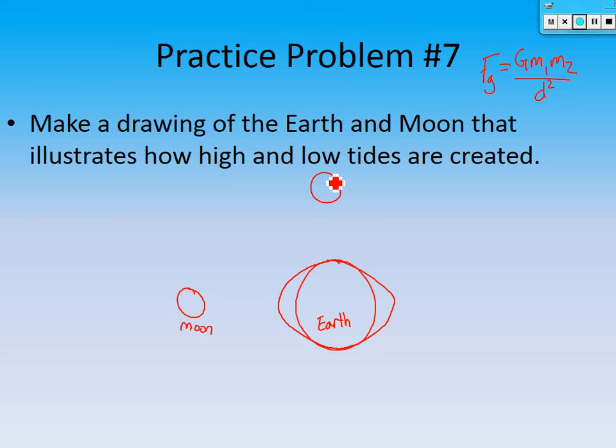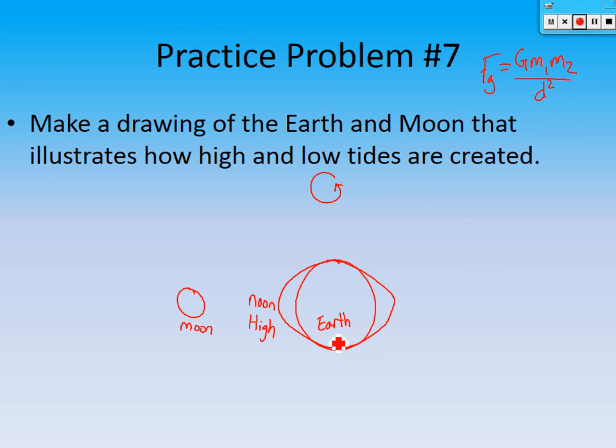So let's just say this is noon. Okay, this is noon, and on the beach, this would be a high tide. Water's being pulled, it's a high tide. Well, 6 hours later, the Earth isn't going to be in the same orientation relative to the moon because the Earth is rotating. So in 6 hours, it makes a quarter turn.